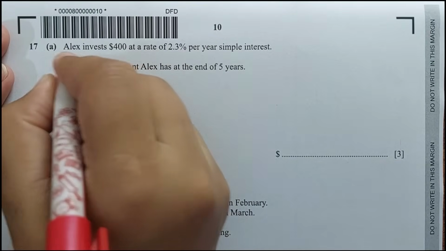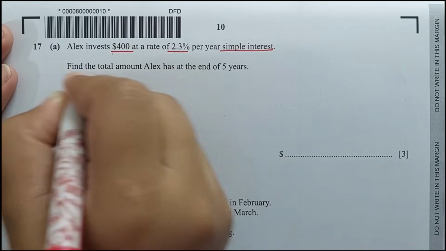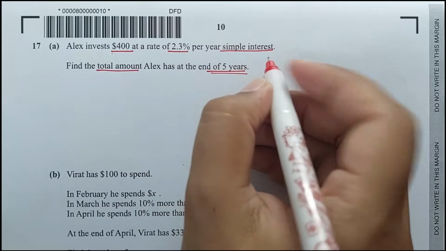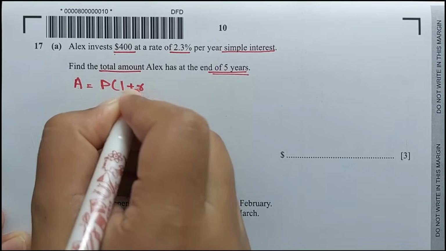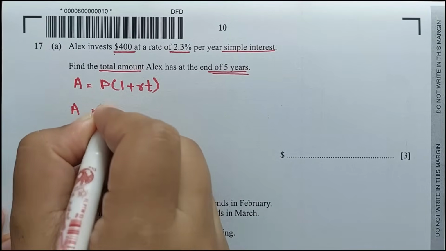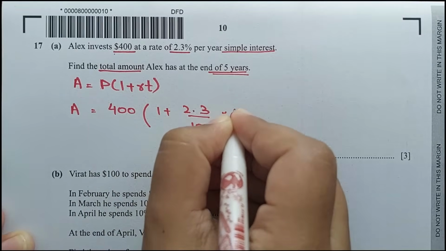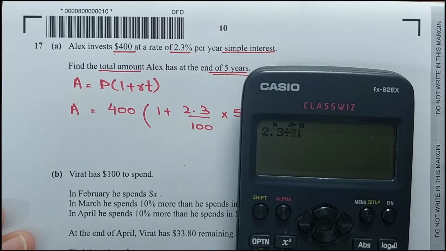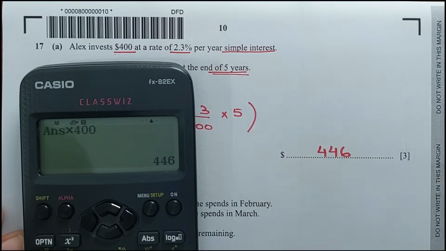Question number 17, Part A. Alex invests $400 at a rate of 2.3% per year simple interest. Calculate the total amount Alex has at the end of 5 years. The amount formula for simple interest is A equals P times (1 plus RT). A is the amount, P is the investment, R is the interest rate, and T is the number of years. Just simplify. 2.3 divided by 100 multiplied by 5, add 1 and multiply by 400. That is $446.